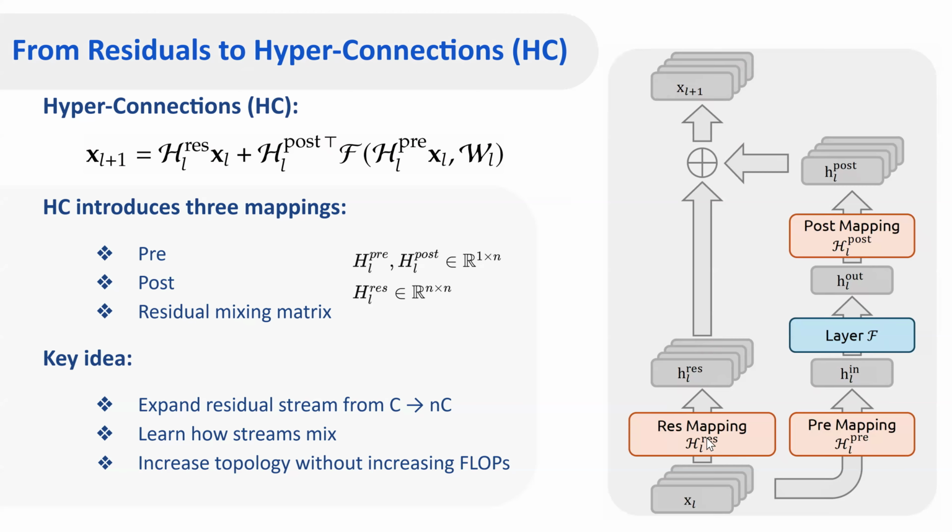And this residual mapping, as you can see, is n by n, so it doesn't change the dimensionalities. The point is that it learns how streams mix. We have different hidden layers, and it learns how different contextual embeddings contribute to each other.